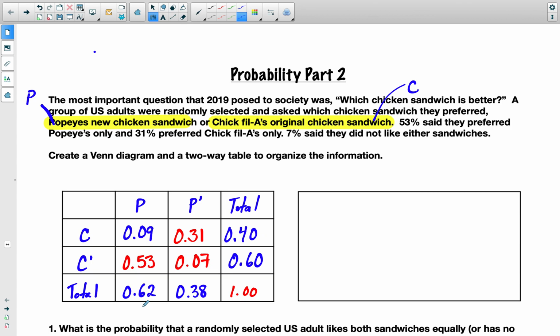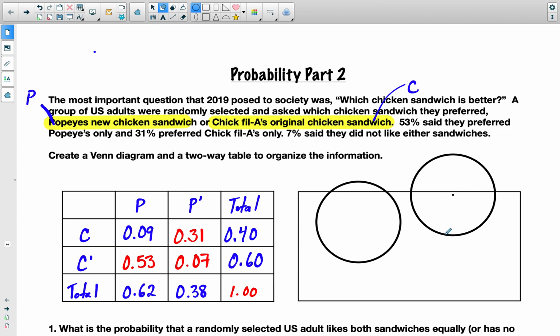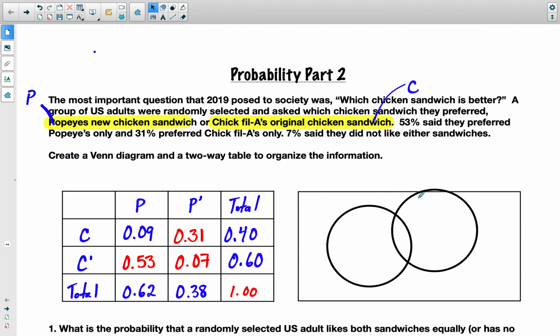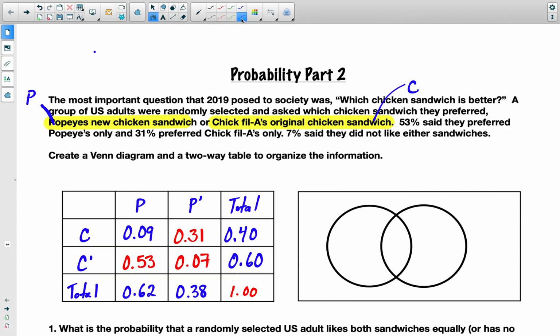You can also use Venn diagrams. Since we have two events, we need to create two circles, and they do overlap. People can actually like both sandwiches. I'm going to call one of my circles P for Popeyes and the other C for Chick-fil-A.